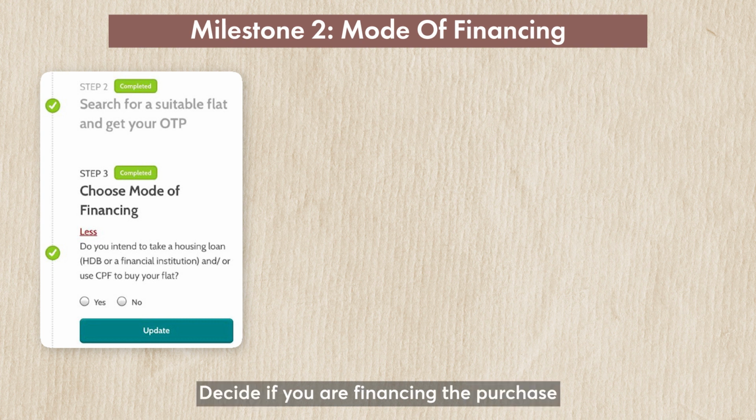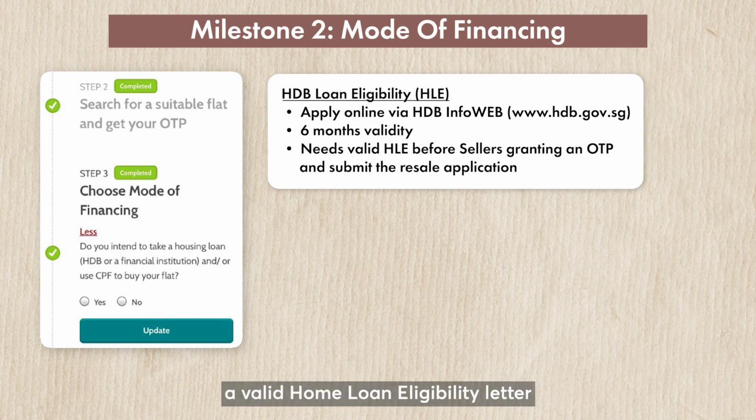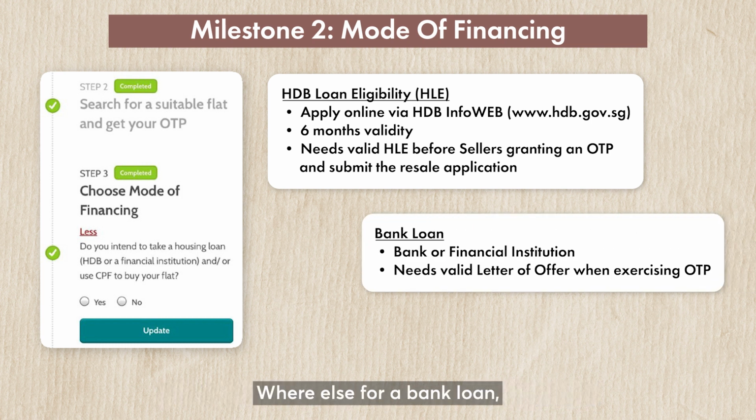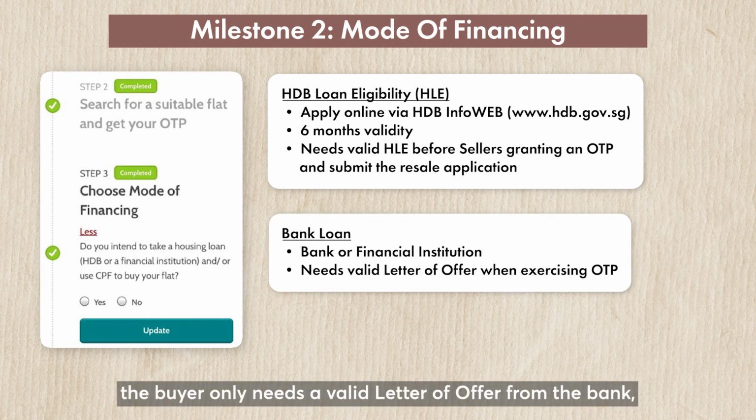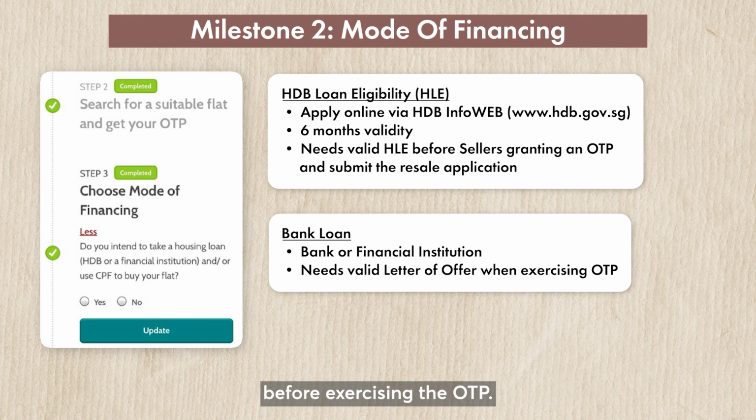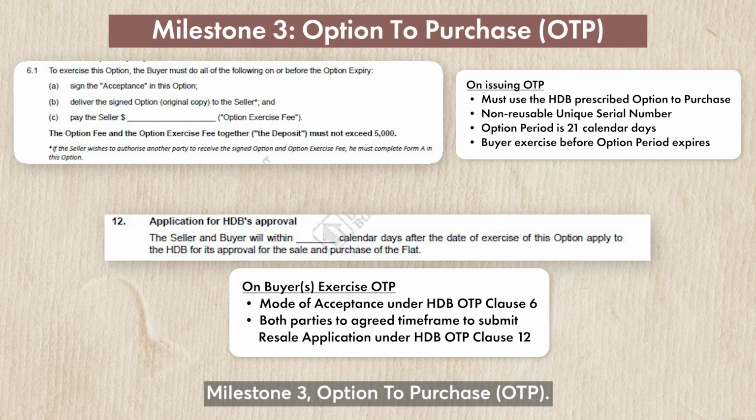Decide if you are financing the loan with a HDB or bank loan. Do note that the buyer needs a valid home loan eligibility letter before the seller can grant an option to purchase, or known as an OTP. Whereas for a bank loan, the buyer only needs a valid letter of offer from the bank before exercising the OTP. Milestone 3. The option to purchase.